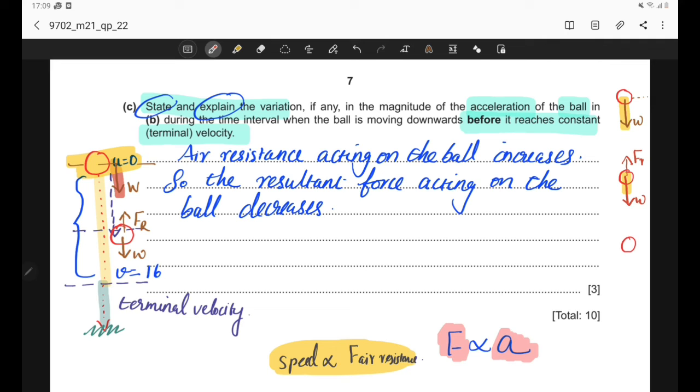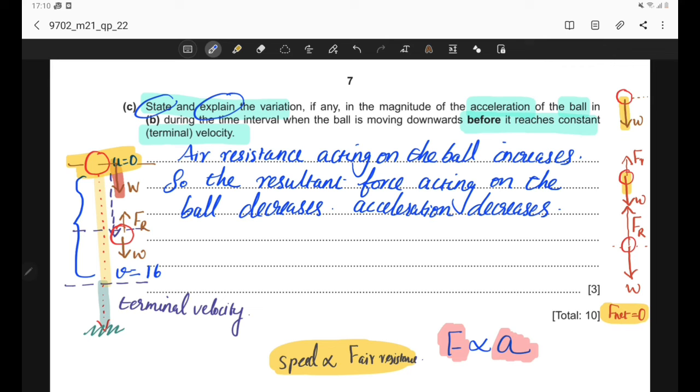When the ball reaches the terminal velocity at this point, its weight will be acting downward, but an equal amount of resistive force will be acting upwards. So the net force at this point will be 0, because the equal upward and downward forces cancel out. So the net force when the ball reaches the terminal velocity will be 0. That is why there is no acceleration. So the ball keeps moving with a constant velocity. So as the force acting on the ball decreases, acceleration will also decrease. So we can write down: acceleration decreases.